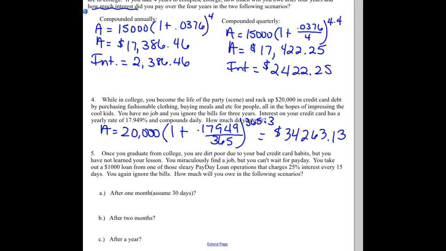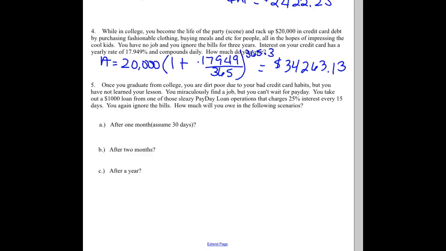Question 5. Once you graduate from college, you are dirt poor due to your bad credit card habits, but you have not learned your lesson. You miraculously find a job, but you can't wait for payday. You take out a $1,000 loan from one of those sleazy payday loan operations that charge 25% interest every 15 days. Now, notice it doesn't say anything about compounding in this one. It's not saying it's being compounded every 15 days. It says every 15 days they're charging you 25%.